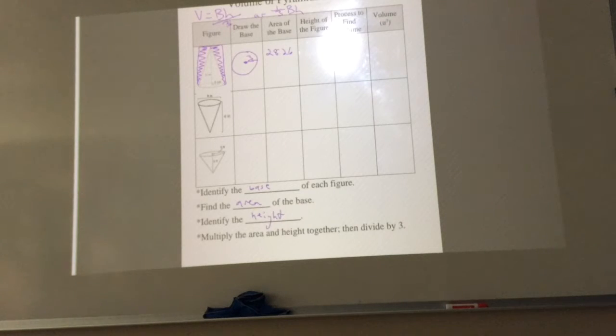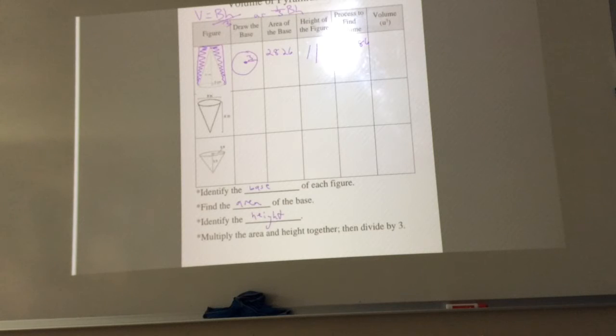11. Okay, so now I've got to multiply 28.26 times what? 11. Okay? Somebody raise your hand and tell me what do you get when you get that? Kindle. 310.86. Very good. So now I've got 310.86. And then what's the final step?